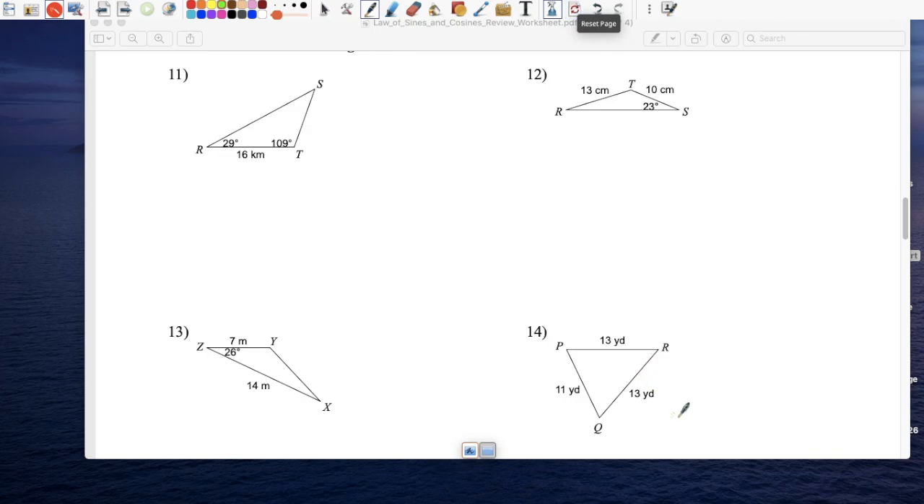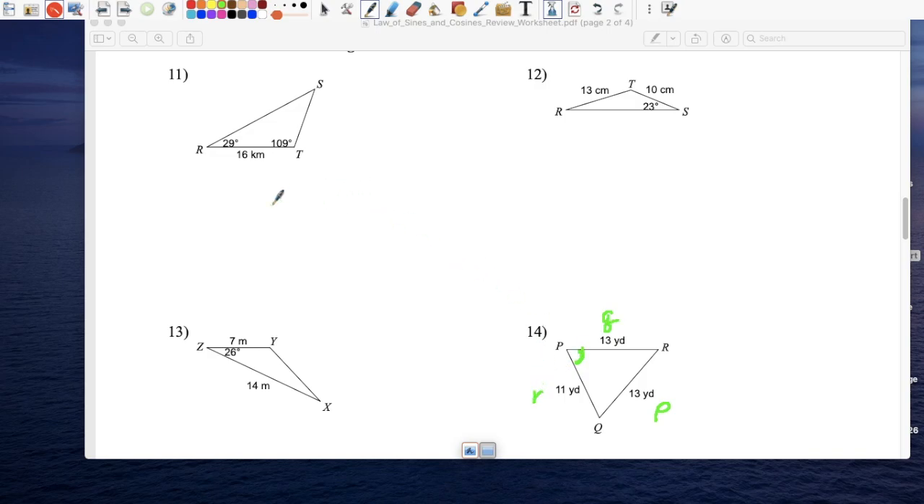Let's do this one, because I have three sides but no angles. I can't use law of sines. What can I do here? I have to use law of cosines. Okay, so let's find angle P.